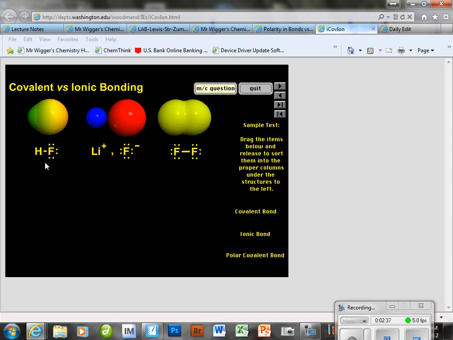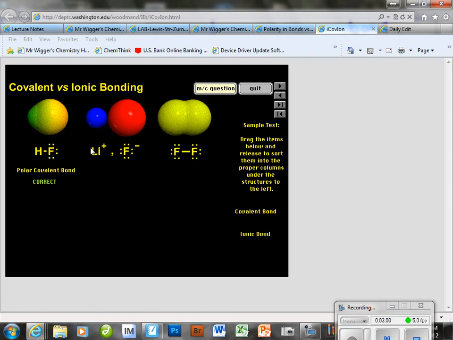That would make this a covalent bond, like you see here. That stick there represents a covalent bond. But you're also going to see that the atoms are different. Because the atoms are different, there's a difference in electronegativity, and that makes it a polar covalent bond. And then the ionic one is represented here because you can actually see the ions represented in the Lewis structures.